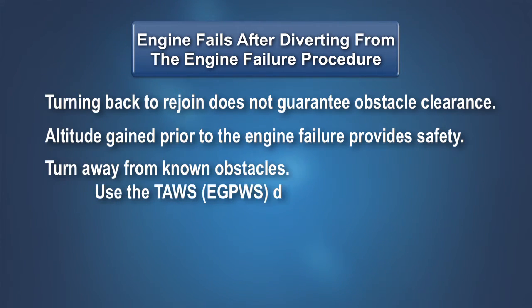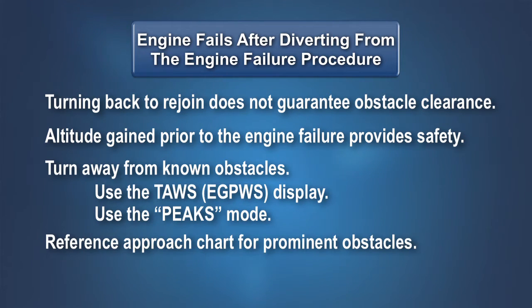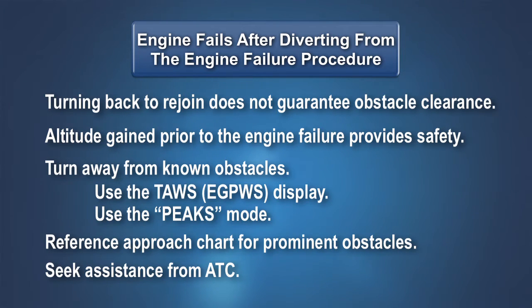Use the terrain display of the TAWS or EGPWS to identify high terrain or obstacles along the current flight track. Use the peaks mode, if available, to identify the height of these obstacles and to assess the need for a turn. The approach chart will portray prominent obstacles, however pilots are cautioned that not all obstacles are shown on these charts. Finally, seek assistance from ATC. ATC can vector the airplane away from high terrain or obstacles. If necessary, request vectors or a hold from the controller to reduce crew workload while addressing the emergency.